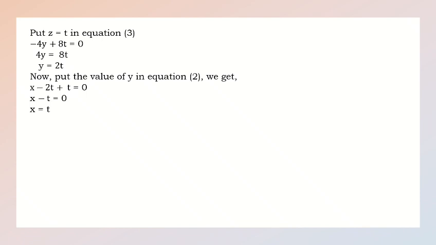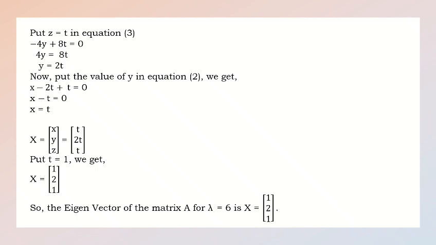So the eigenvector, that is capital X, becomes a column vector t, 2t, t. Put t equal to 1, we get capital X equal to 1, 2, 1. So the eigenvector of matrix A for lambda equal to 6 is capital X equal to the column vector 1, 2, 1.